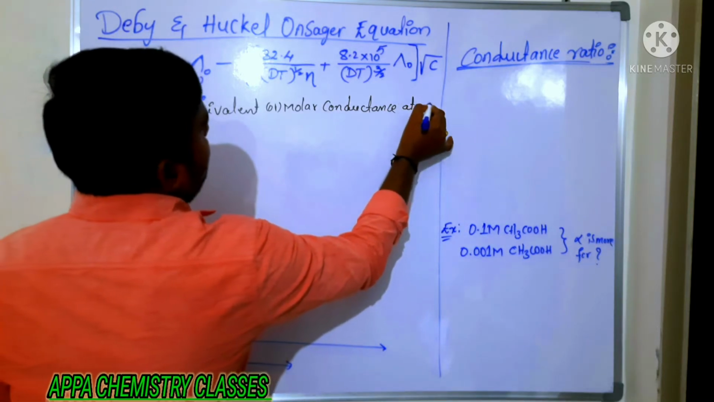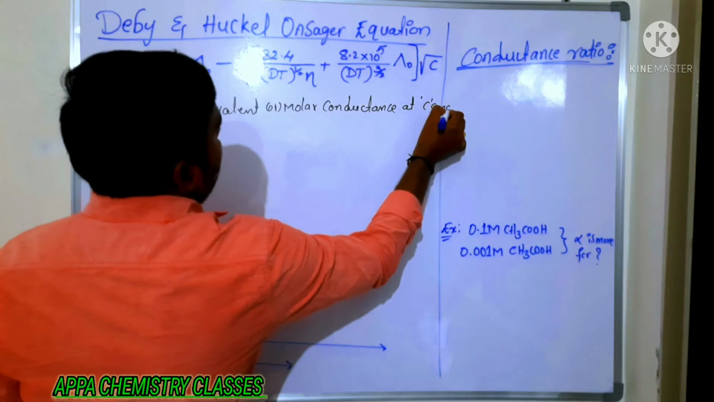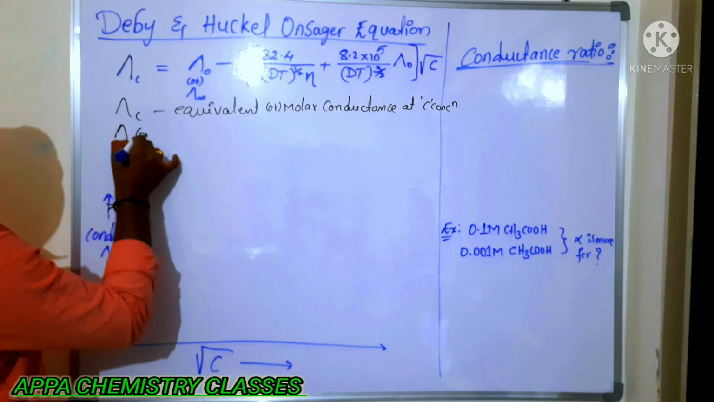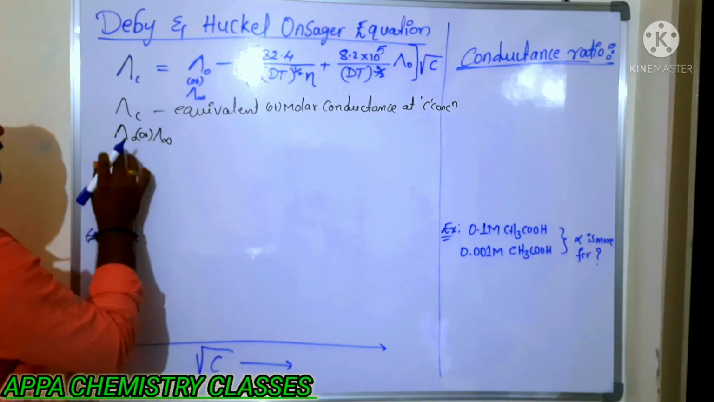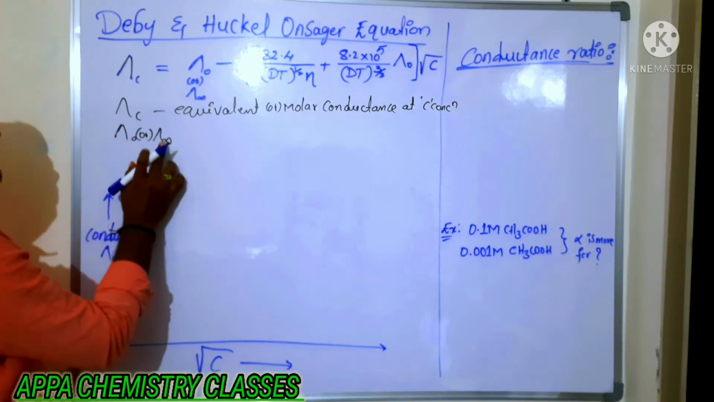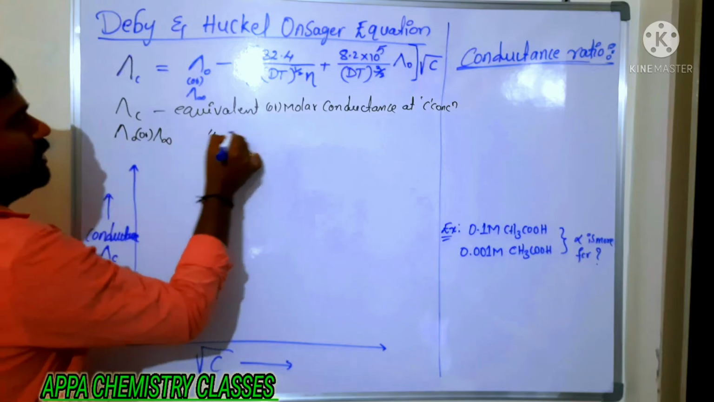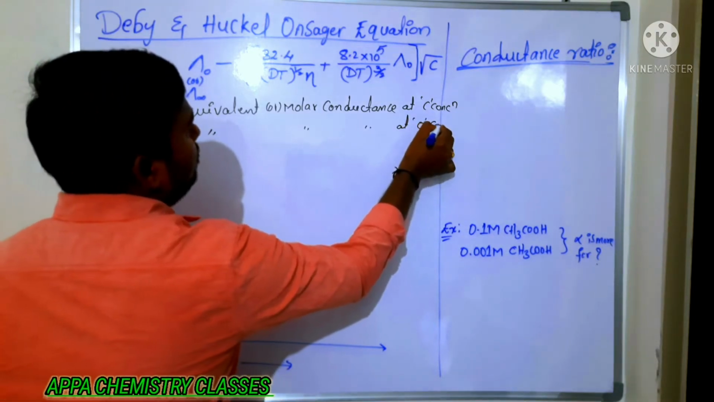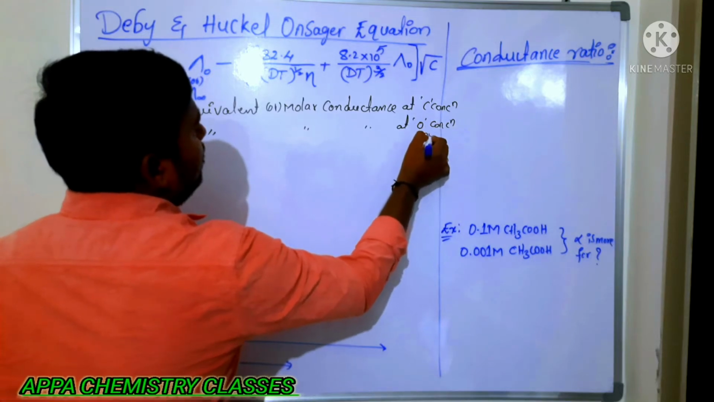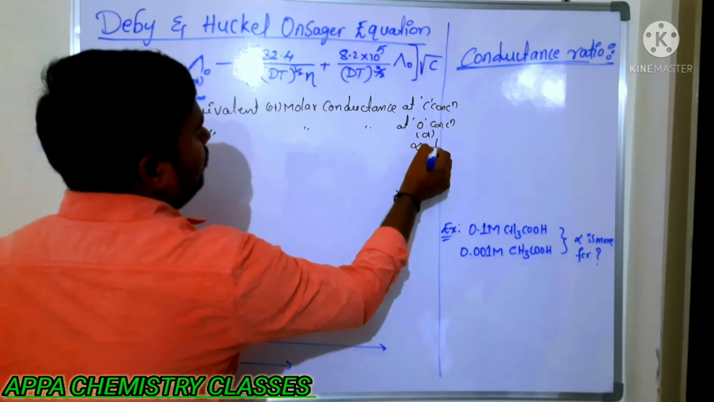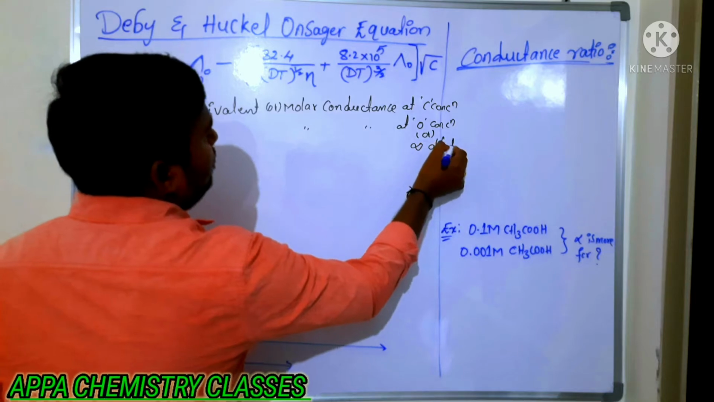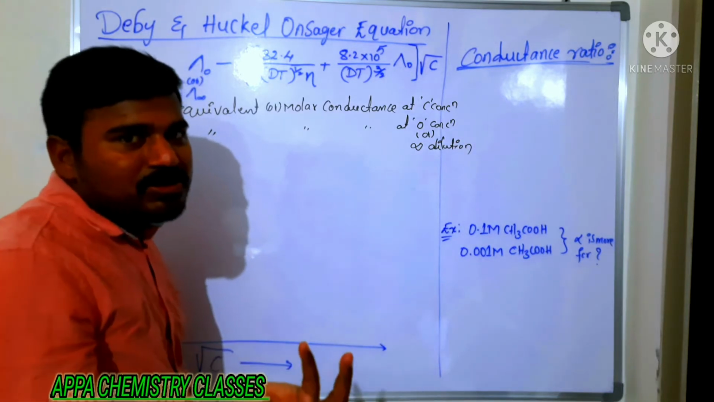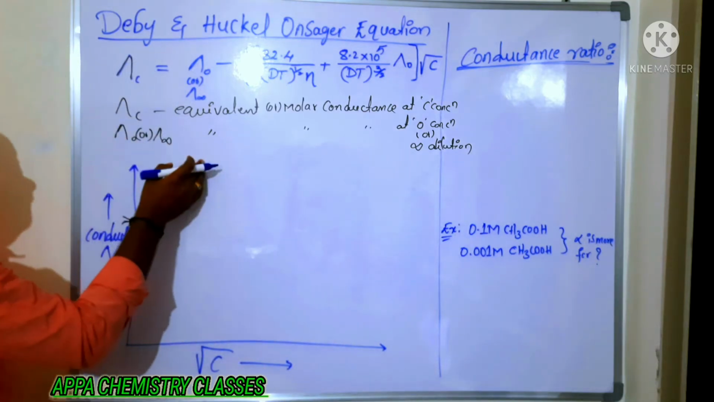Conductance at a concentration C. Now what is this one? Nu naught, or nu infinite. So it is at infinite dilution. At infinite dilution, the equivalent conductance at zero concentration. Whenever you are doing the infinite dilution, then what happens? Concentration of electrolyte will become zero.